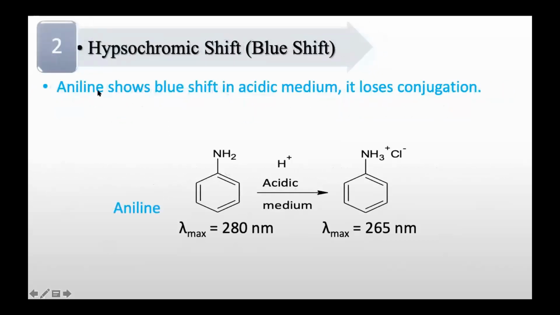So this is the example. Aniline shows blue shift in acidic medium because it loses conjugation in acidic medium. Normally the lone pair of nitrogen is effectively delocalized with the pi electrons of the benzene ring, because nitrogen is less electronegative than oxygen. But in acidic medium, this lone pair will be shared with hydrogen, meaning this NH2 group will be protonated and becomes an ammonium type of salt. This lone pair will not be available now to get delocalized with the pi electrons. So conjugation gets decreased here. As conjugation decreases, the lambda max will move towards the blue shift or hypsochromic shift.